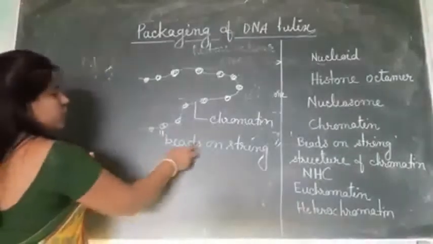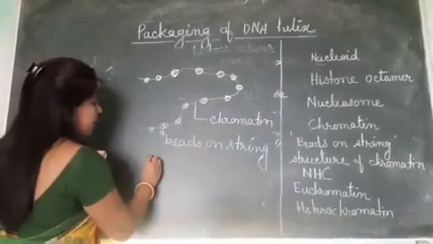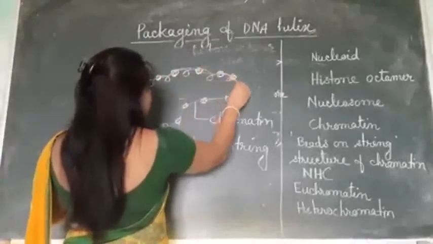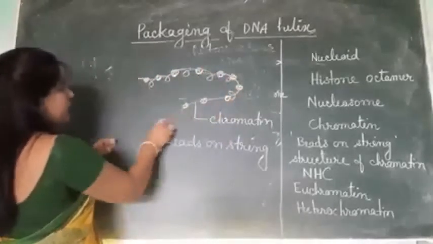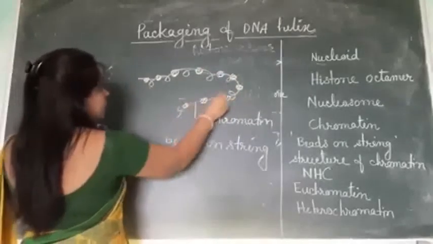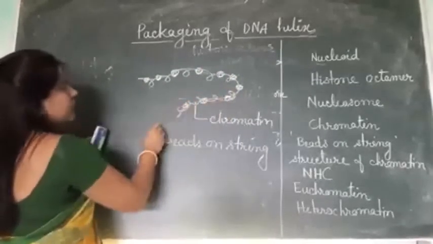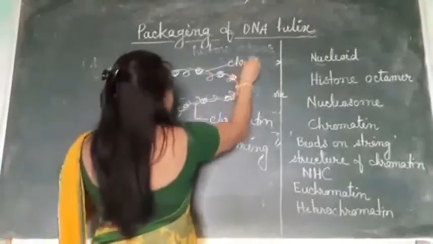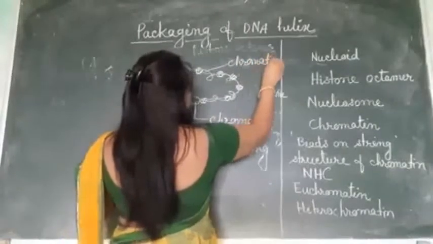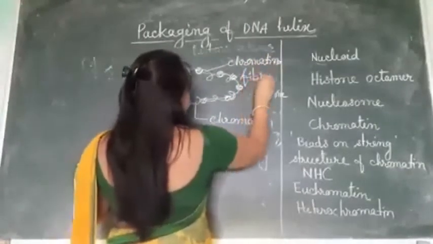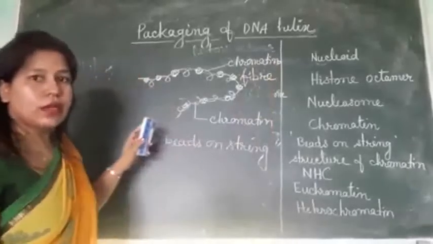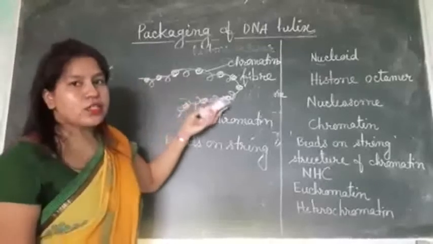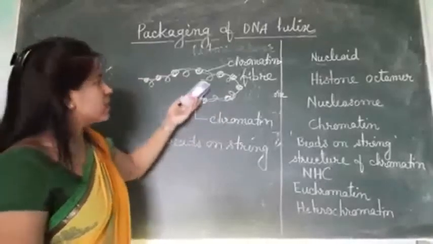Now this beads on string structure of chromatin is packaged and becomes a little condensed, isn't it? When it is packaged, it is called chromatin fiber. Do you get it? When the beads on string structure of chromatin is packaged and becomes a little condensed, then it is called chromatin fiber.